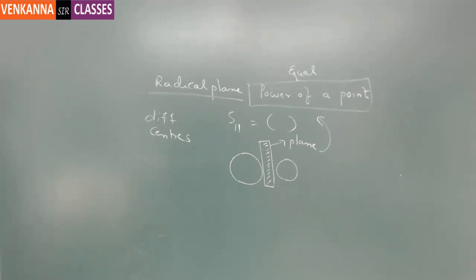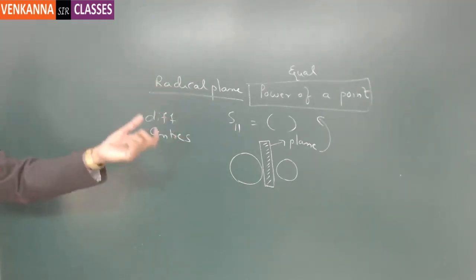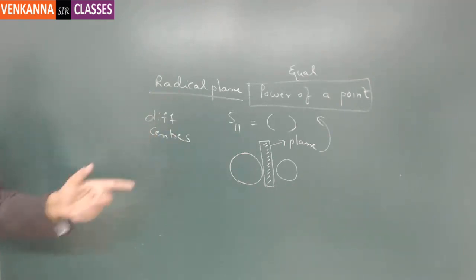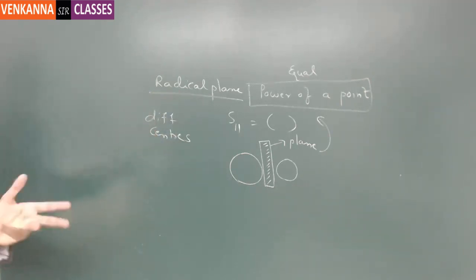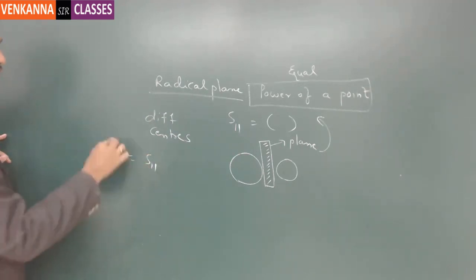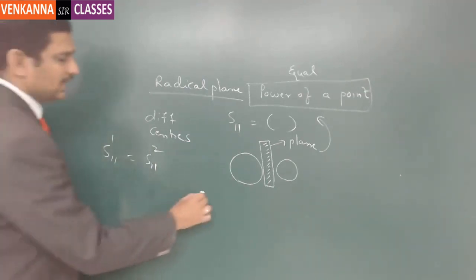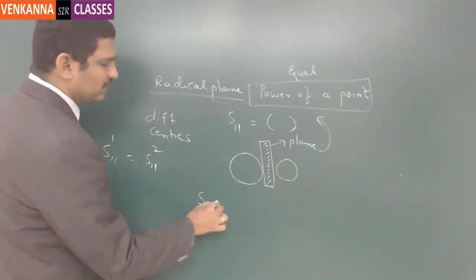Now, how to calculate the radical plane? The definition I have mentioned: if you take two sphere equations, taking that power equal means S11 is equal to S11 for two spheres. This is sphere 1, this is sphere 2. Then you will get a plane equation. So it is nothing but the difference of two sphere equations.